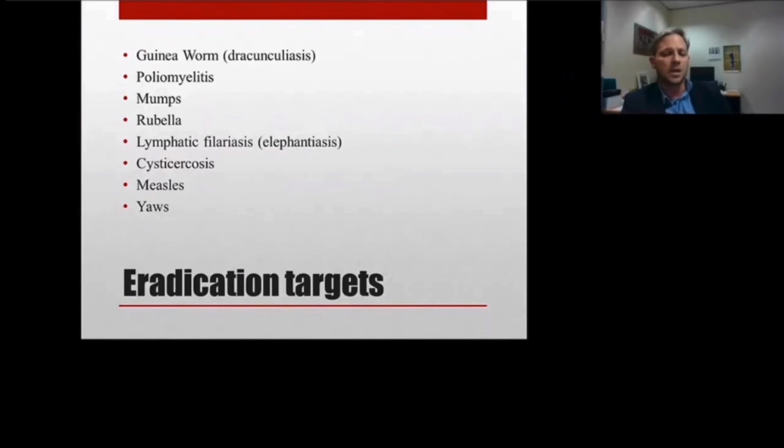And then yaws, a cousin of syphilis. It causes skin, bone and other lesions, but it's entirely curable with penicillin, and is also a target for eradication. Also, WHO have declared 2020 as a deadline for its eradication. So it's definitely a feasible one.